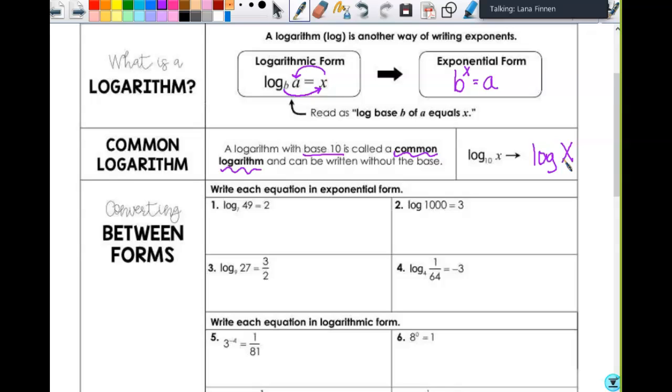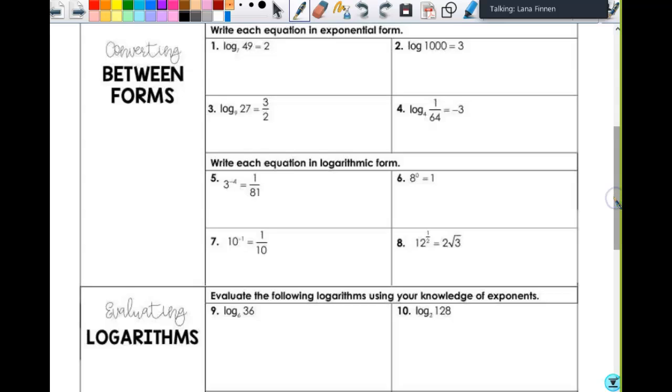Any questions at all at this point? All right, so let's do a few of these. So right now we're just rewriting them. We are not solving anything because there's nothing to be solved. So if I have log base 7 of 49 equals 2, the base is 7, so it would be 7 to the second power equals 49, and hopefully it's super obvious that that is a true statement, right?